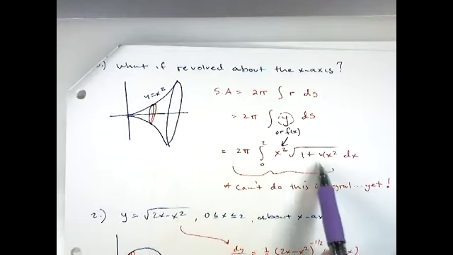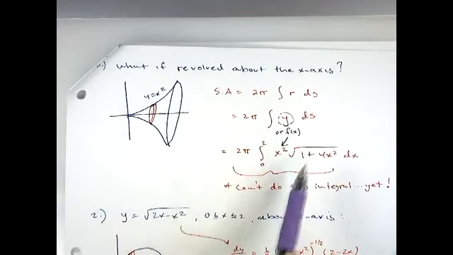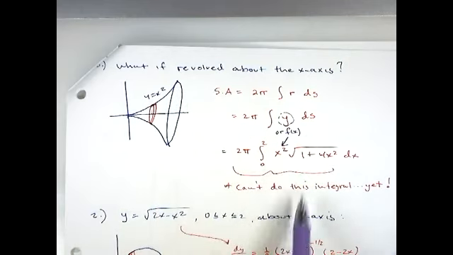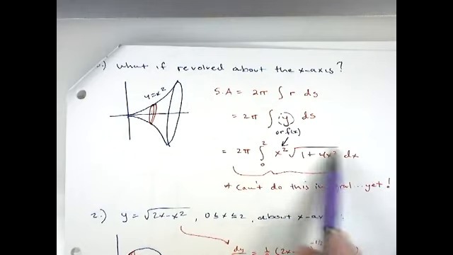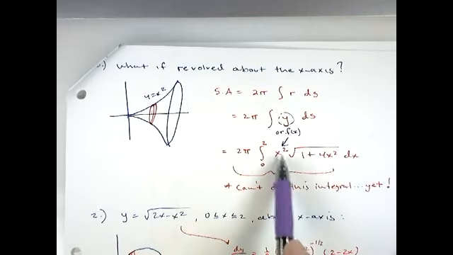And sometimes this will happen. We can find the surface area when it's revolved around the y-axis, but when we try to revolve it around the x-axis, we end up with an integral that at this point we can't do. Think about the u substitution. If you tried to let u equal 1 plus 4x squared, du would be 8x. We do have an x, but we have an extra x.